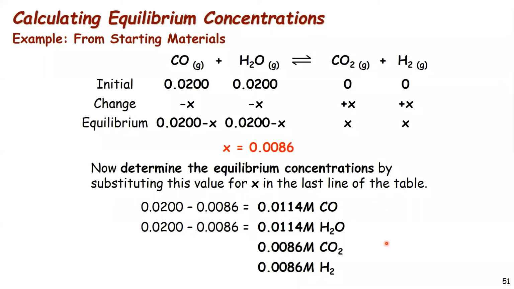That works when you have very small values of K. It does not work when you don't have very small values of K. So in this case, we have 0.58. That's a large K. That approximation would not work for this problem.